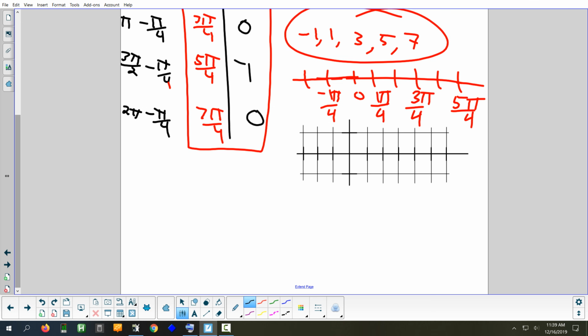Okay, let's put those labels in. Negative pi over 4. 0 is the axis. Pi over 4. 3 pi over 4. 5 pi over 4, and I think I need one more line. 7 pi over 4. Any question about why I put those labels where I did?